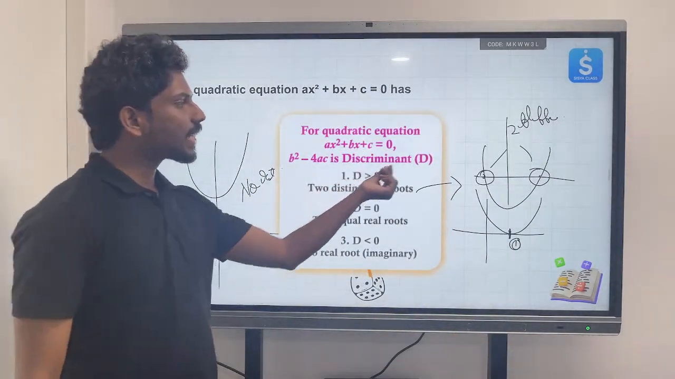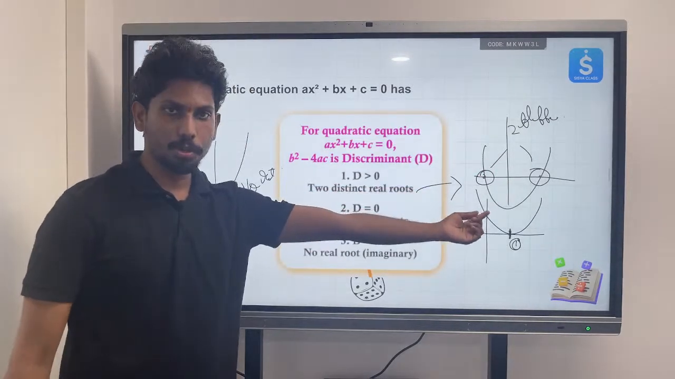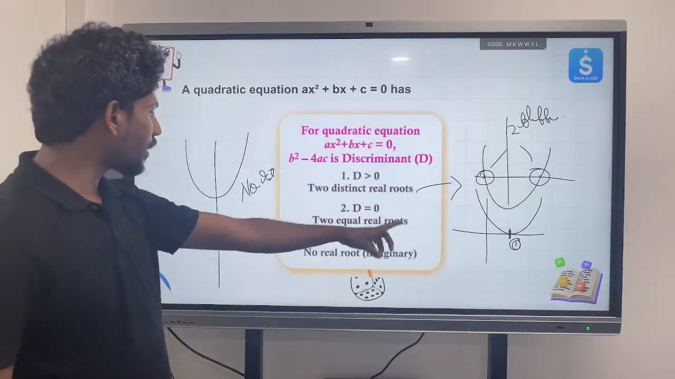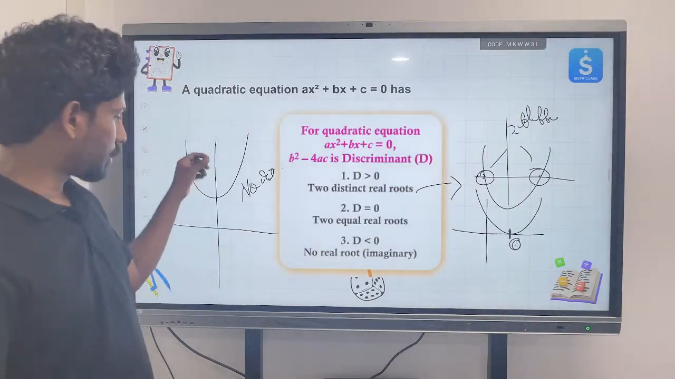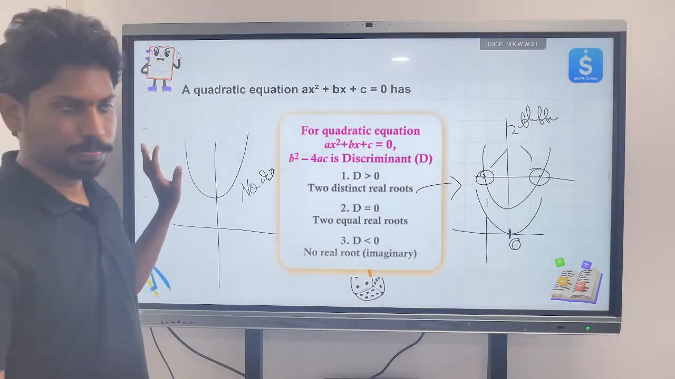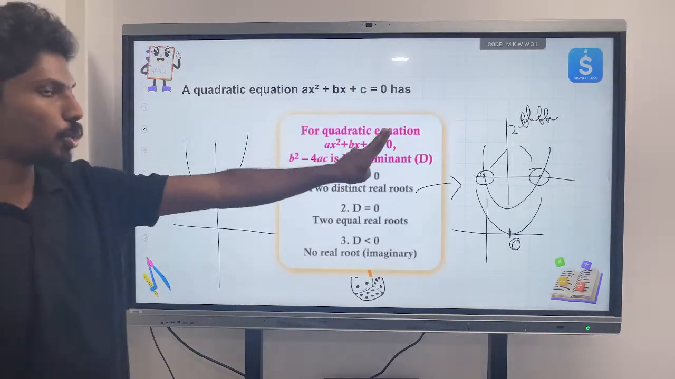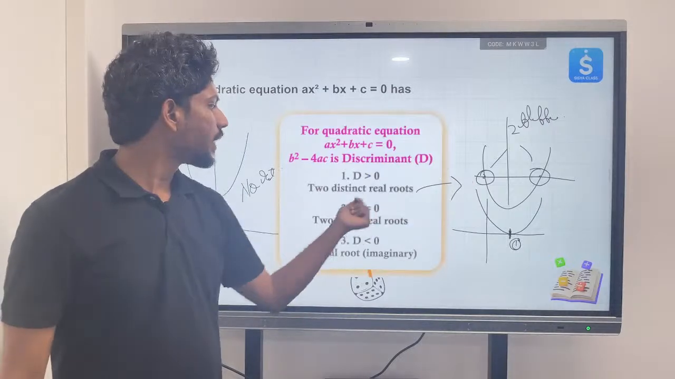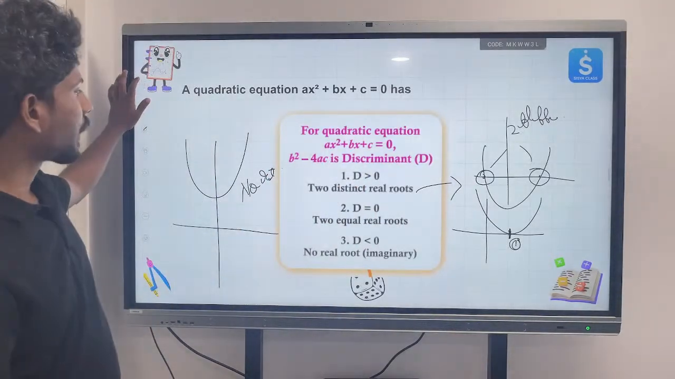So when d is greater than 0, we have 2 distinct roots. When d equals 0, it has a unique root, one real root. And when d is less than 0, there is no real root, that means the roots are imaginary. Understand this: d greater than 0, 2 distinct roots; d equal to 0, 1 root; d less than 0, none. This is how we can further classify.